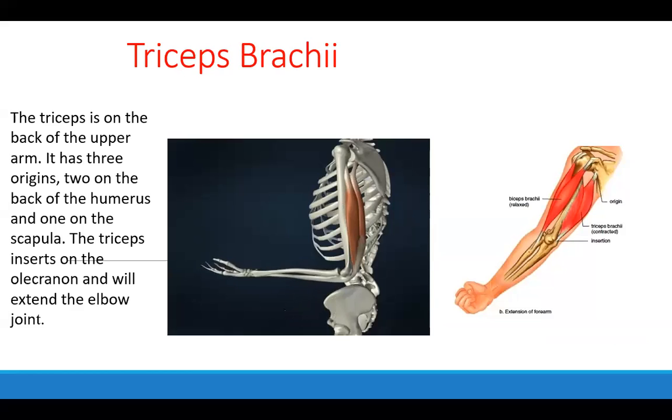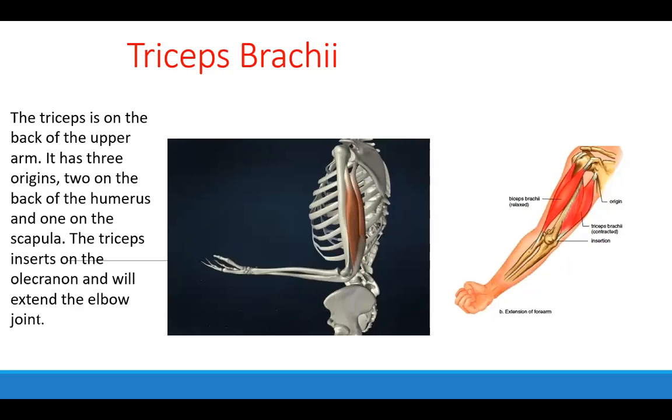So if you're sitting there with your fingertips on your shoulder and you want to get your arm straightened out again, your triceps will pull on the olecranon on your elbow and pull your arm straight out. It will extend the arm. So flexing with the biceps, pulling the arm back towards you, extending, pulling it away from you.